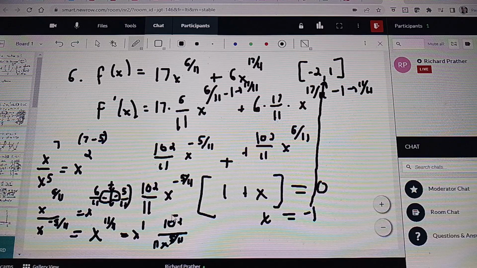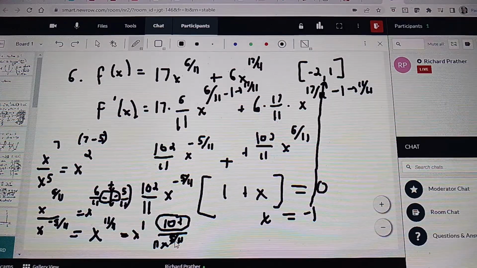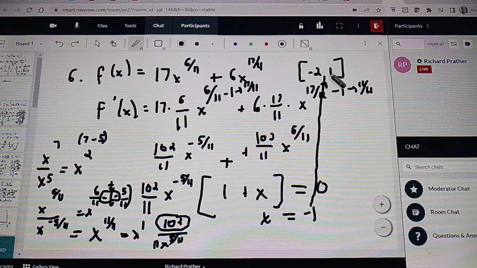The top is never going to be 0 because it's just a 102. The bottom would equal 0 if x is 0, and that makes the whole thing undefined. So that could, in theory, be a critical number, and it is in the interval between these two. But does it make the original undefined? No, it doesn't. The original would not be undefined by plugging 0 in because both of these exponents are positive. So 0 is another critical number.